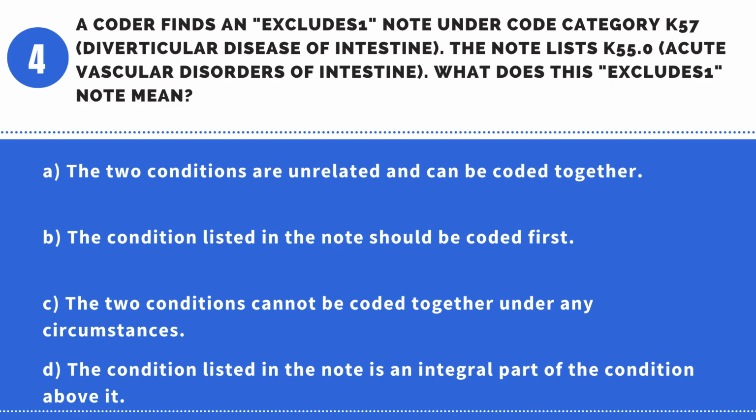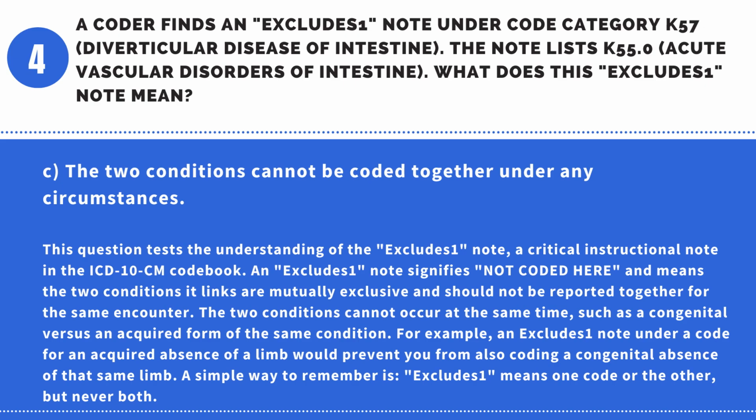Answer: C. The two conditions cannot be coded together under any circumstances. This question tests the understanding of the excludes one note, a critical instructional note in the ICD-10-CM codebook. An excludes one note signifies not coded here and means the two conditions it links are mutually exclusive and should not be reported together for the same encounter.